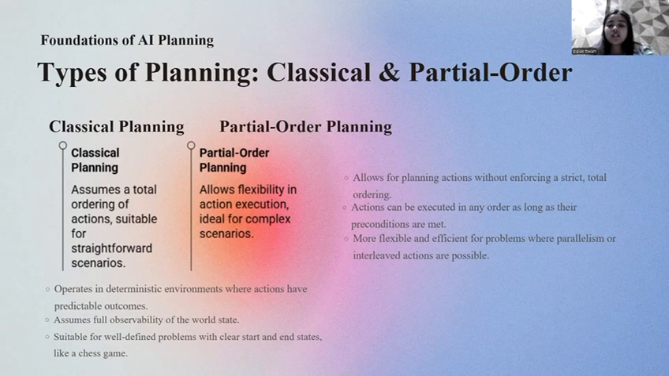Partial order planning allows for planning actions without enforcing a strict total ordering. Actions can be executed in any order as long as the preconditions are met. It is more flexible and effective for problems where parallelism or interleaved actions are possible.